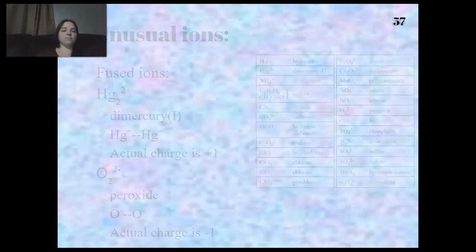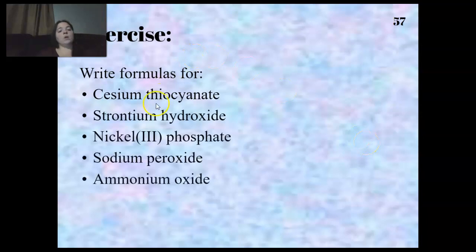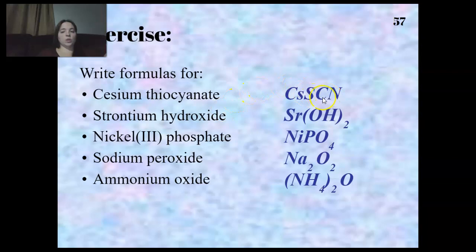All right, let's look at this exercise real quick. We've got cesium thiocyanate, strontium, nickel. So this is what they're going to look like. Again, I would put parentheses around them.